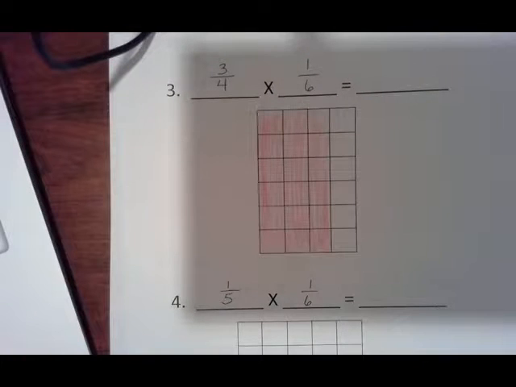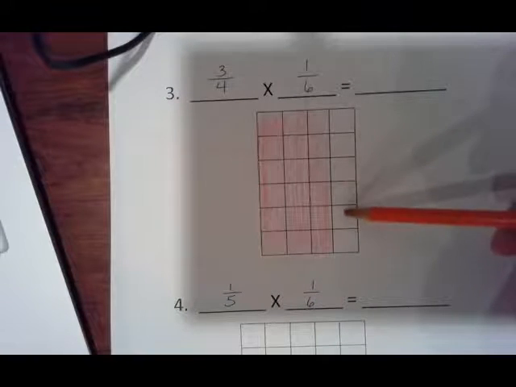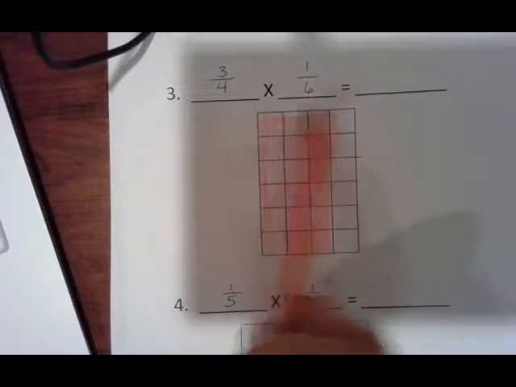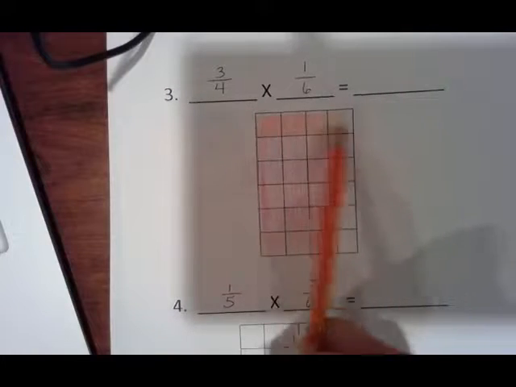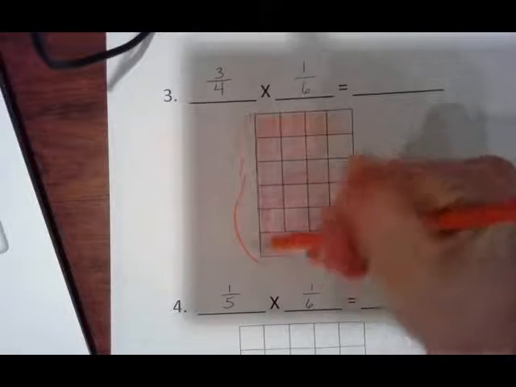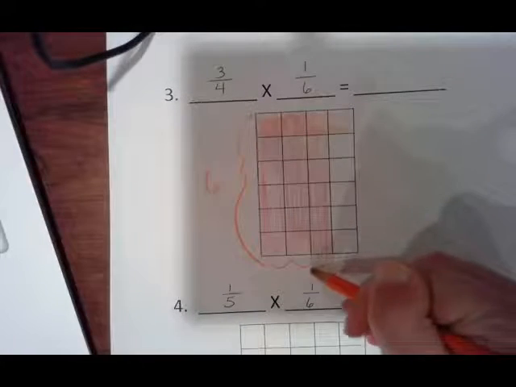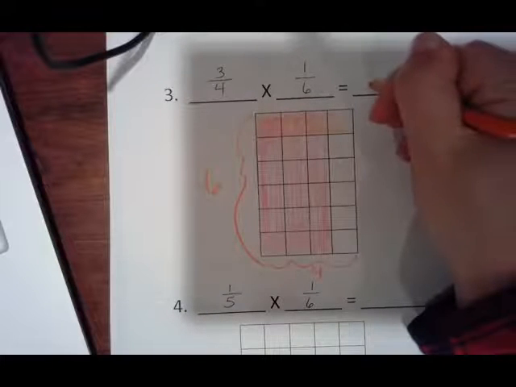Now I need to shade in 1/6. 1, 2, 3, 4, 5, 6. I'm going to go horizontally now, and I only need to shade in one of those. And remember your array. I have 6 down, and I have 4 across. So with arrays, you multiply. 6 times 4, that's your denominator, that is your whole.